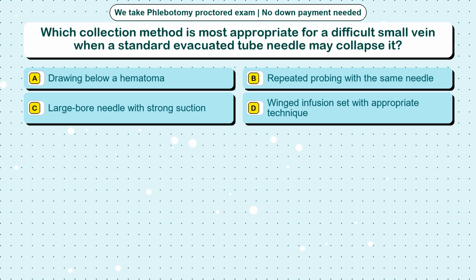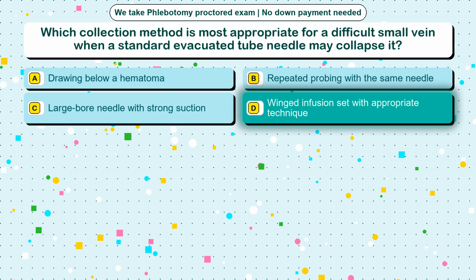Question 21. Which collection method is most appropriate for a difficult small vein when a standard evacuated tube needle may collapse it? Option A. Drawing below a hematoma. Option B. Repeated probing with the same needle. Option C. Large bore needle with strong suction. Option D. Winged infusion set with appropriate technique. The correct answer is option D.